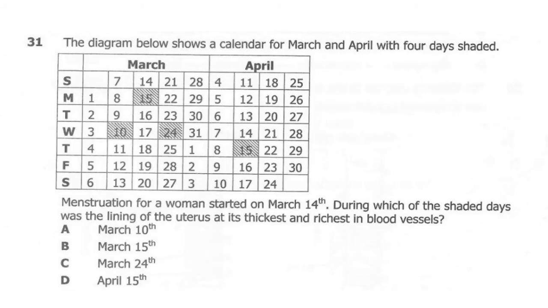Question 31. The diagram below shows a calendar of March and April with 4 days shaded. Menstruation for a woman started on March 14th. During which of the shaded days was the lining of the uterus at its thickest and richest in blood vessels? A. March 10th. B. March 15th. C. March 24th. D. April 15th. What's the correct answer? Is it A, B, C, or D?